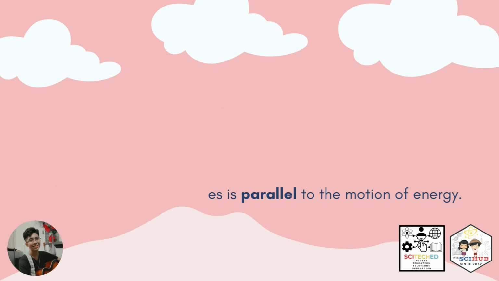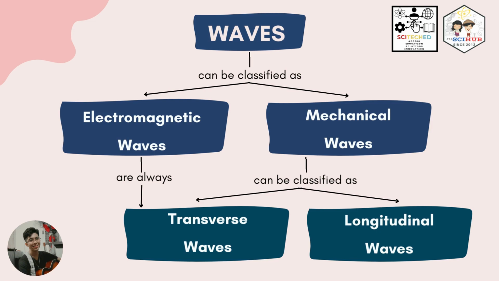Now, for the third time, I will show you the concept map. But this time, I want you to follow me in saying the relationship among the concepts inside the boxes. Alright, let's start. Waves can be classified as electromagnetic. Electromagnetic waves are always transverse waves. Waves can be classified as mechanical waves. Mechanical waves can be classified as transverse waves. And also mechanical waves can be classified as longitudinal waves.